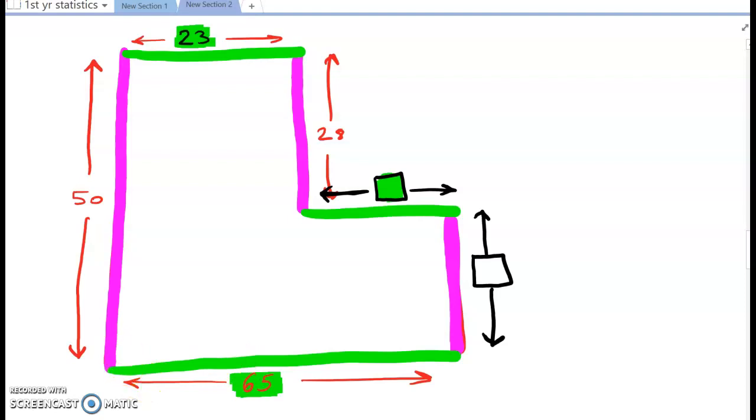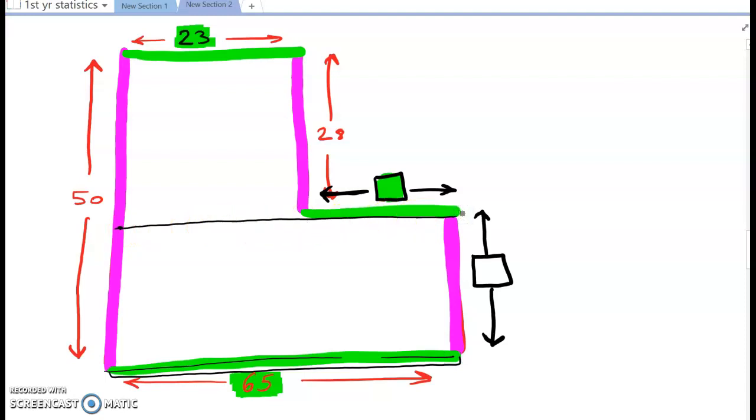All of this here is 65. All of it. That must mean that from here all the way across to here is also 65. Yeah? If all of this is 65, well then all of this is 65.